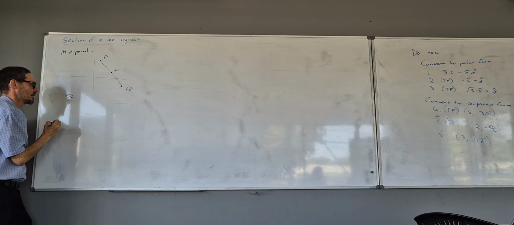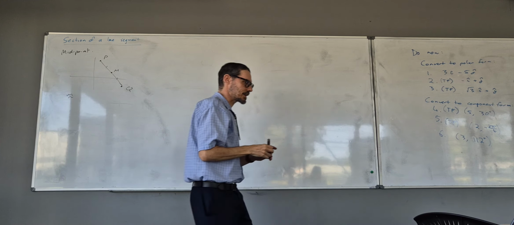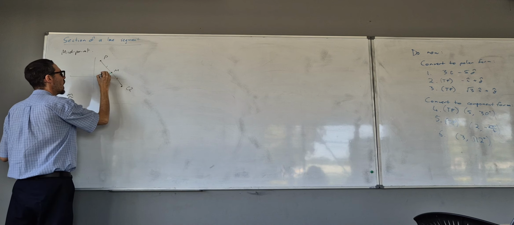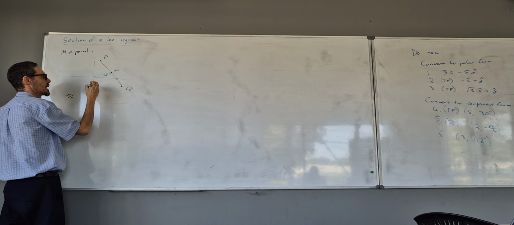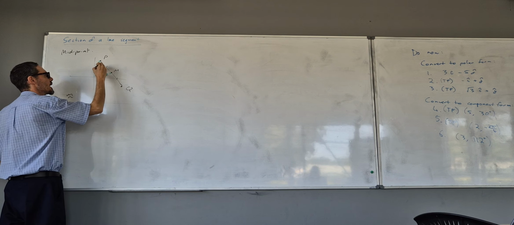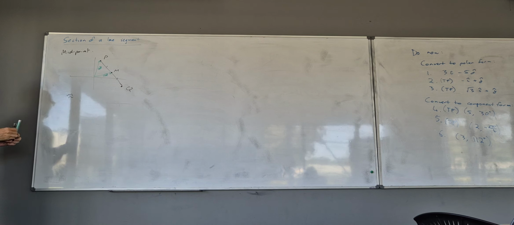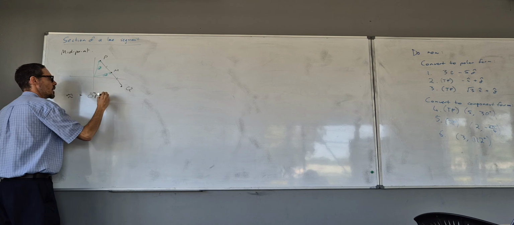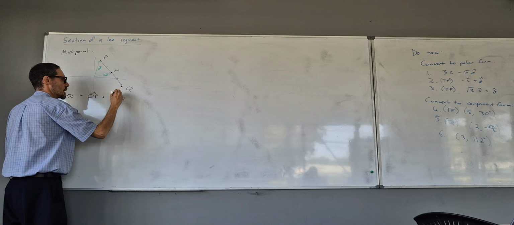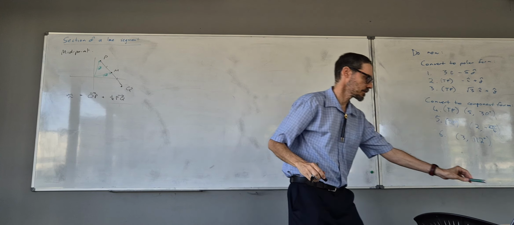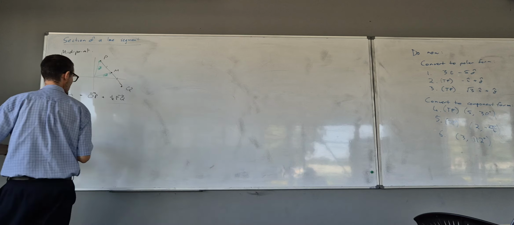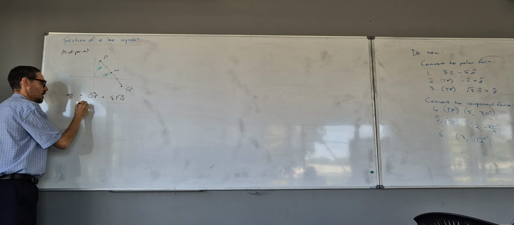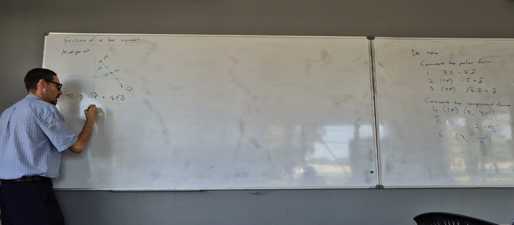Maybe I should get another colour so you can see them. OM, that's little m. OP, that's little p. Right? I'm going to go, little m is origin to P plus half of P to Q. You agree with that? Well, that's little p.